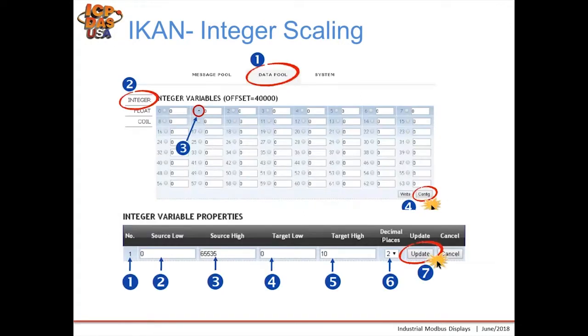You first click on Data Pool, select Integer, use the radio button next to the variable which you want to edit, and click Configure, and then you enter your source values, the low and high, which correspond with the raw value from your PLC, and then your target low and target high. In this case, you want to scale between 0 and 10, but if you want to do percentage, you could do 0 to 100, and you select the number of decimal places, and then you click Update.